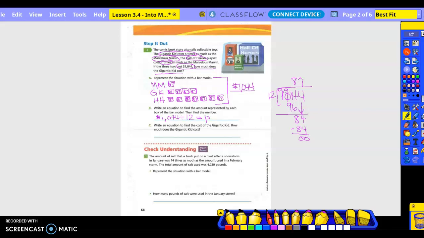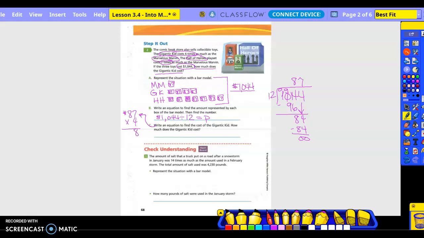If you do, then you probably messed up somewhere in your division. Okay? So each box holds 87, right? So the Marvelous Bargain was how much money? $87. But they want to know how much Gigantic Kid is, so we're going to take 87 times 4. Oh, and here's our equation. I should have written that on the line. Okay, so 87 times 4.